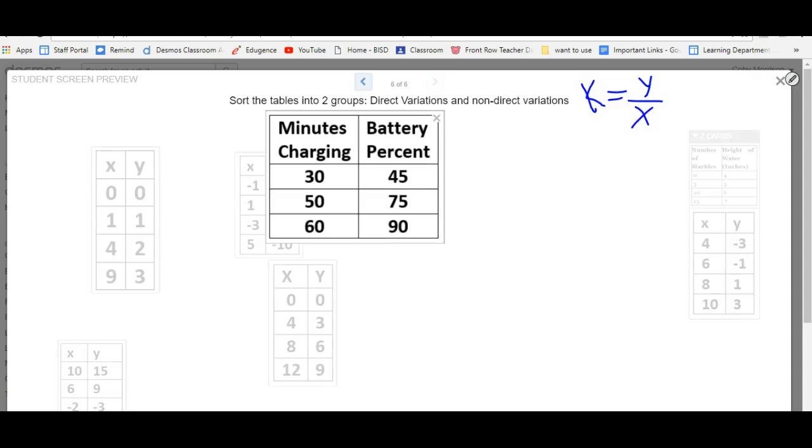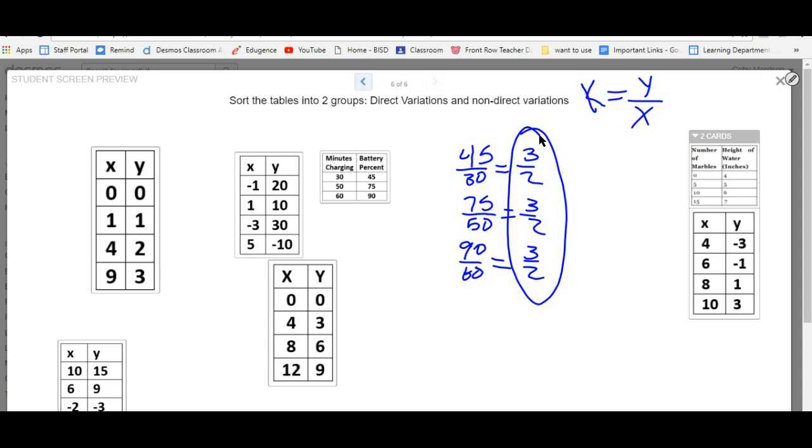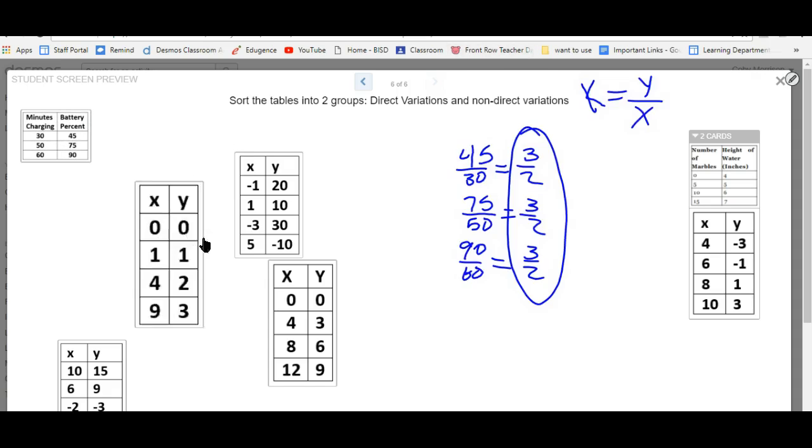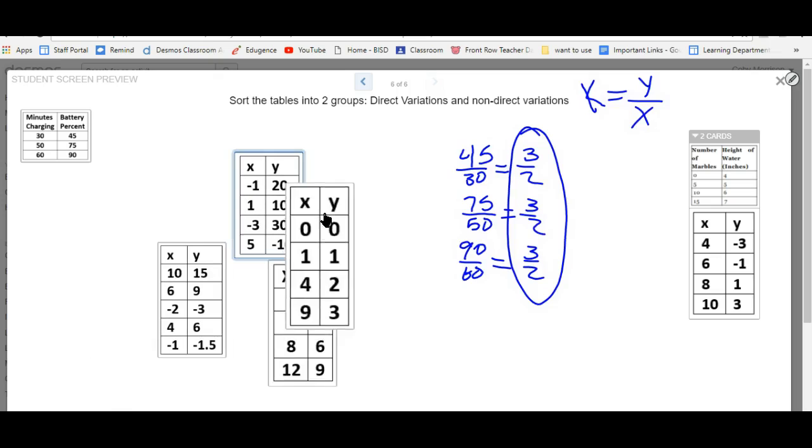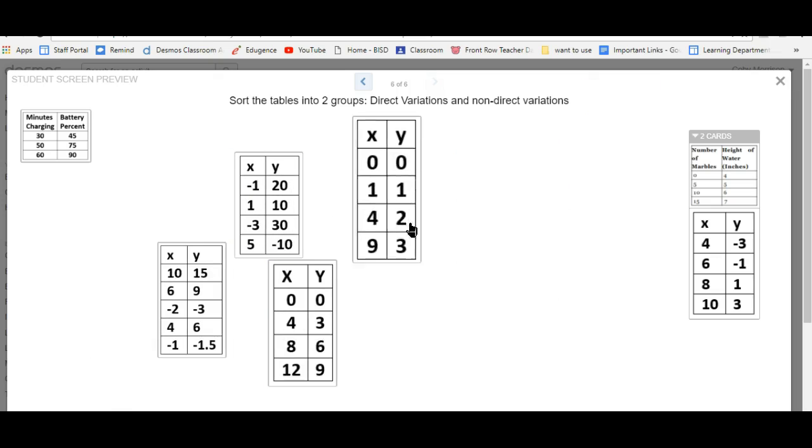Here we go with this car charging and battery percent. 45 over 30 is 3 over 2. 75 over 50 is 3 over 2. 90 over 60 is 3 over 2. Those are all the same. That is a direct variation. So that's going to start over here. I have 4 left to look at.